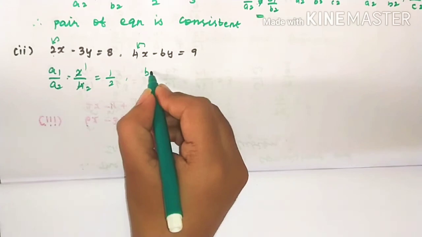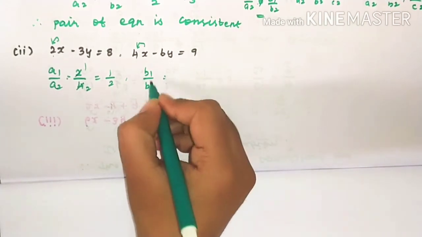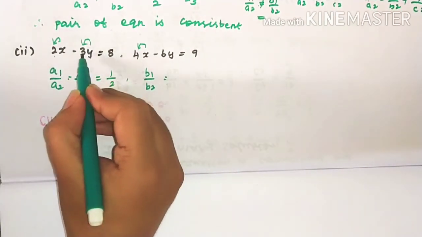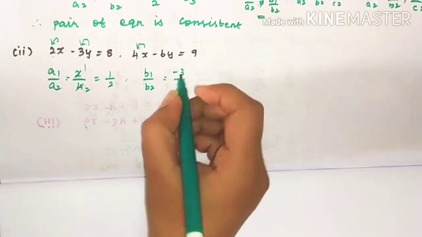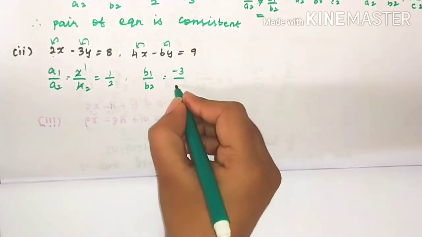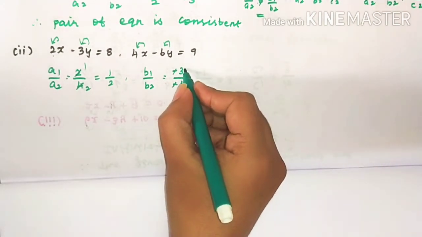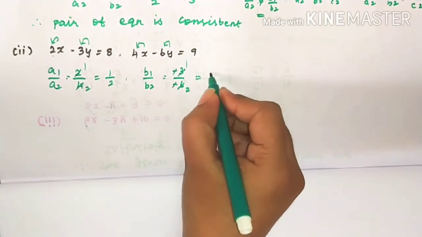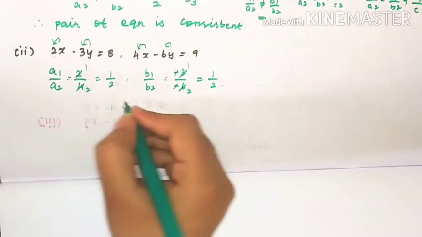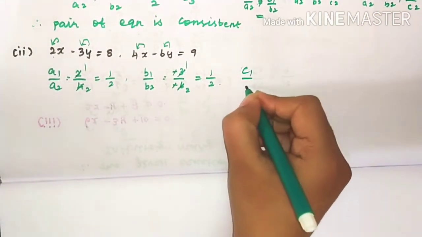The next one, b1 divided by b2, the coefficients of y. What is the coefficient of y? Minus 3. Here the coefficient of y is minus 6. So minus and minus cancel, and 3 and 6 come in the 3 table, so 1 time, 2 times. So you will get 1 divided by 2. Next, the constant term, c1 divided by c2.